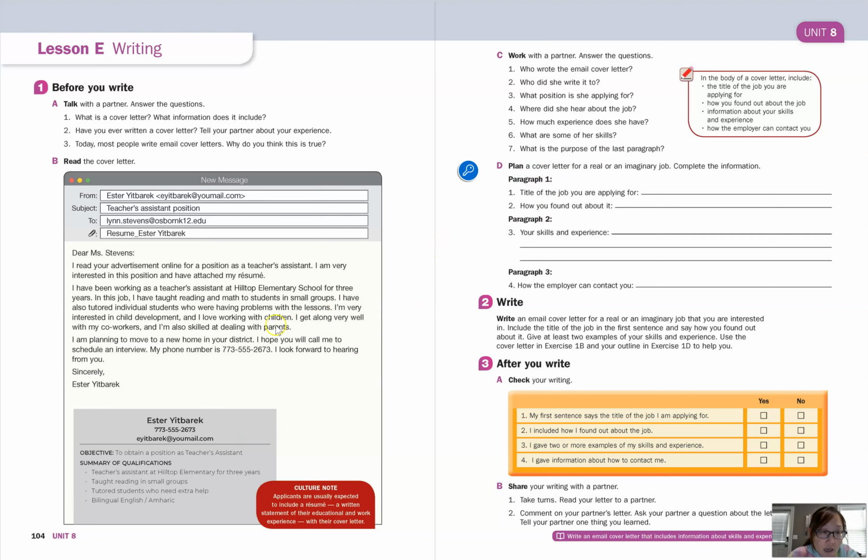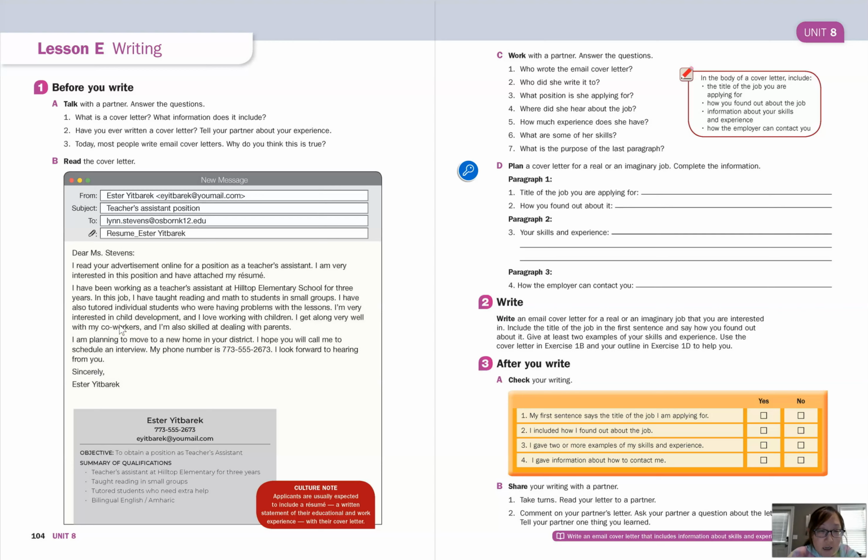So we can look for her skills, which are here. Here's one of them. She said, I'm skilled at dealing with parents. Okay, get along well with coworkers is more of a quality or a character trait, so it's not really a skill. It might be personable skills or personal skills. So if you want, you can include this too.